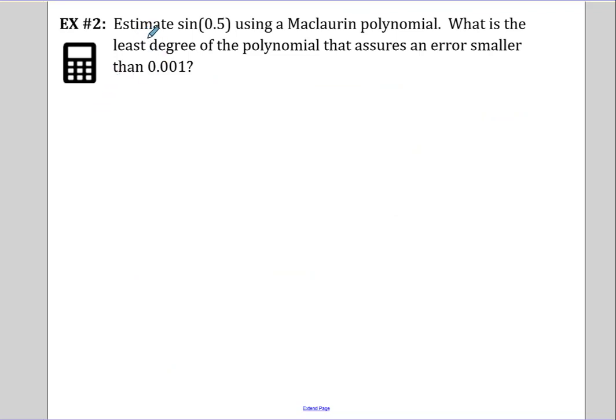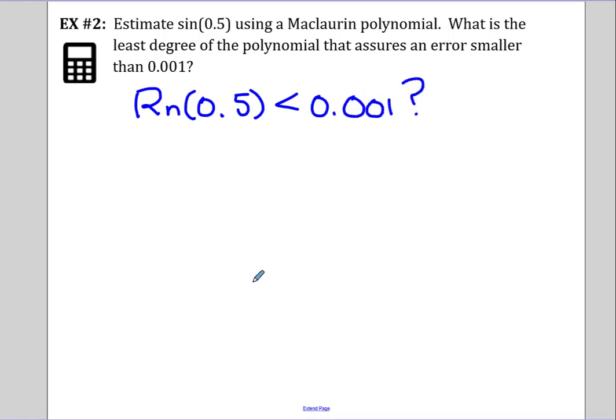Example 2, estimate the sine of a half using a Maclaurin polynomial. What's the least degree of the polynomial that assures an error smaller than 0.001? So here we're really being asked what's the smallest n where the remainder at a half is less than 0.001. That's our real question.